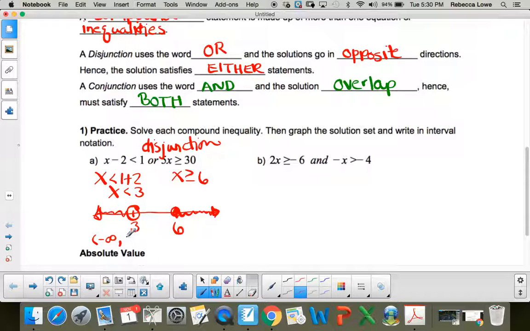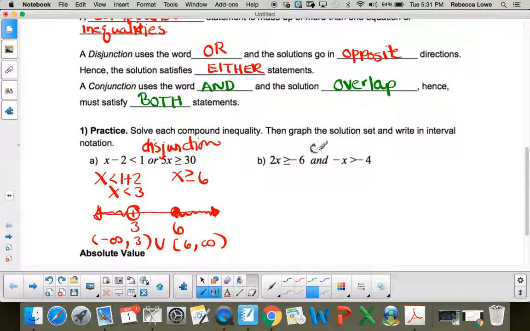In interval notation, we would write it like this. That should be a bracket right there next to the 6. Let's start that again. This U means union. It's another word for or. So the solution is here or here. If it falls in either, it is a solution.